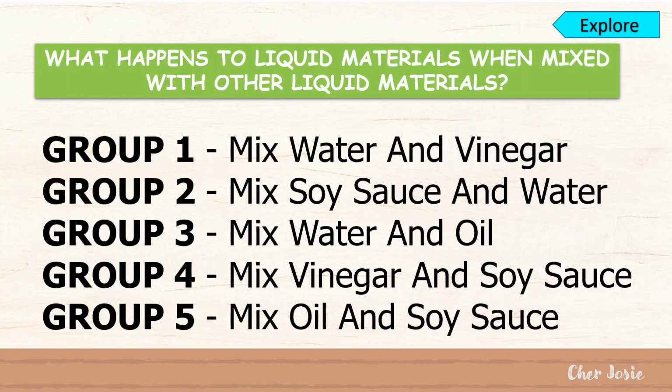To better understand our lesson, let's have a group activity. It is entitled, What Happens to Liquid Materials when Mixed with Other Liquid Materials? For group 1, you're going to use water and vinegar. For group 2, you're going to mix soy sauce and water. For group 3, water and oil. For group 4, you're going to mix vinegar and soy sauce. And group 5, you're going to mix oil and soy sauce.